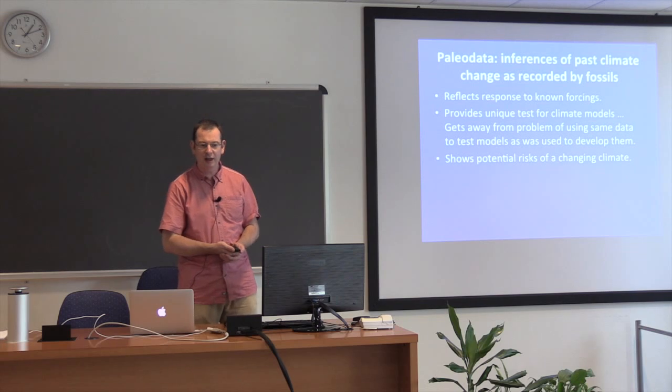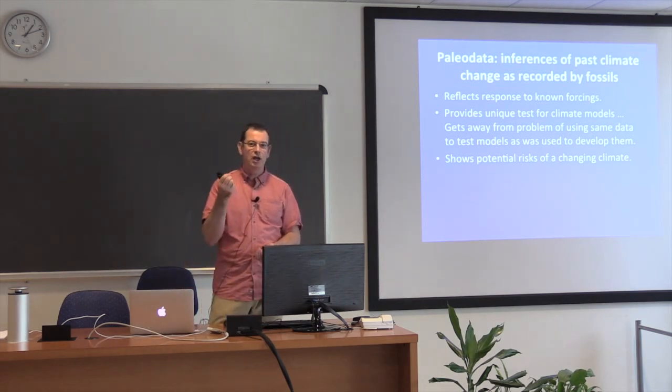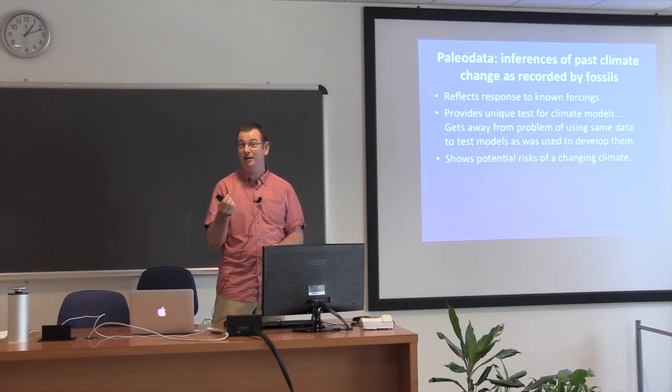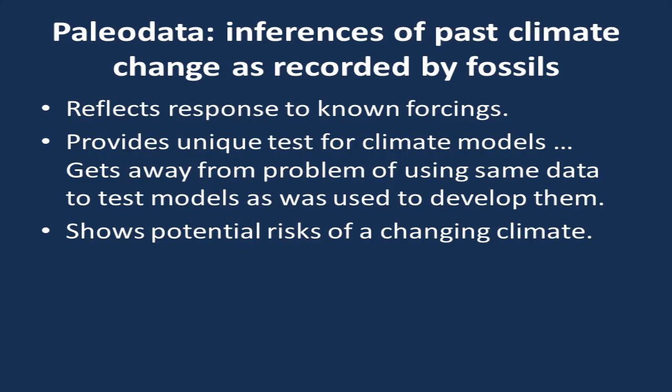The other thing is that if we're thinking of testing models with data, and we're thinking of using modern data, we have to be a little bit careful about this notion that we're using the same data to develop the model as we are in testing it. So paleo data provides a way of doing what's called an out-of-sample test, where we may use modern data to refine the physics of convection and the like, but we may use the observations of climate at last glacial maximum to know whether that physics that we inserted that explains modern climate can also explain the changes that occurred the last time there were ice sheets covering all of North America.